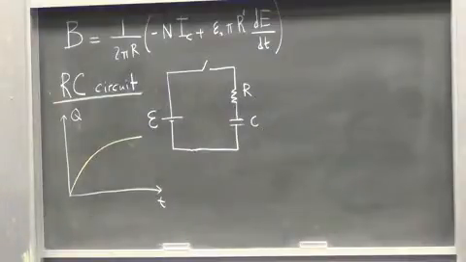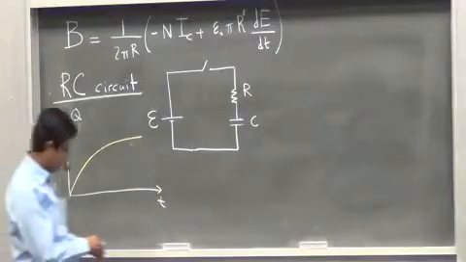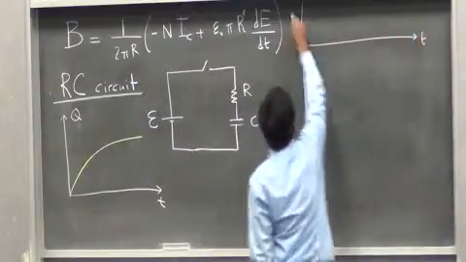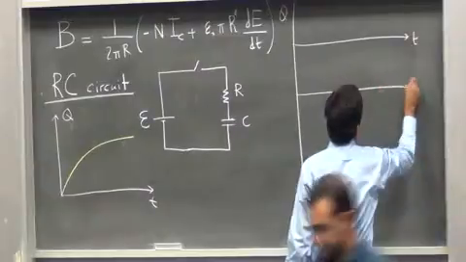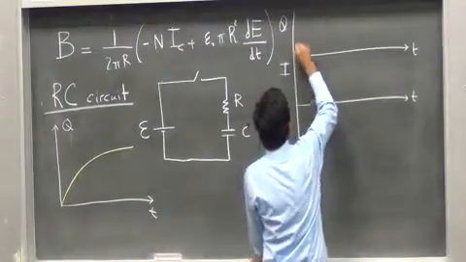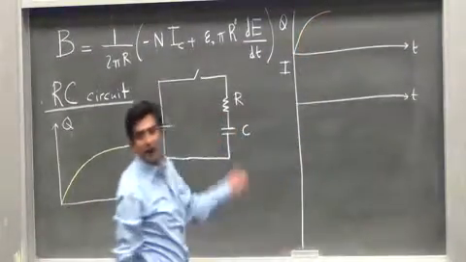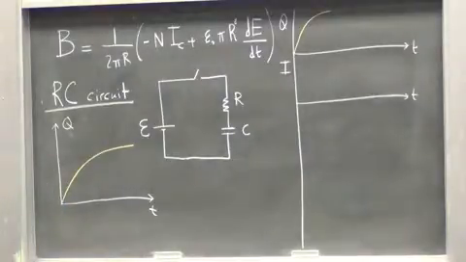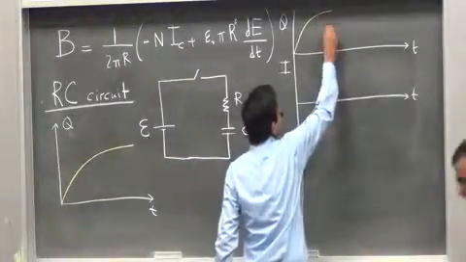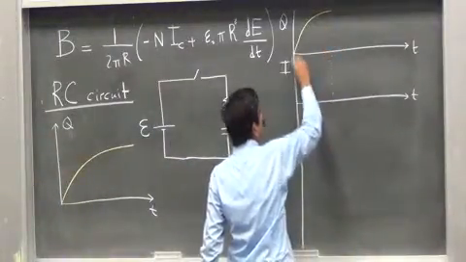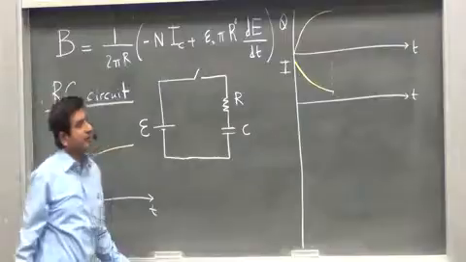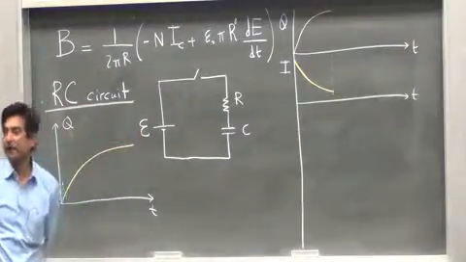Now what happens to the current with time? If I were to plot, let's make nice plots, time versus current, I. So with time, I close the switch, the charge builds up. What happens to the current? It starts from its maximum value and decreases with time. Okay? Why does the current have such a kind of behavior?